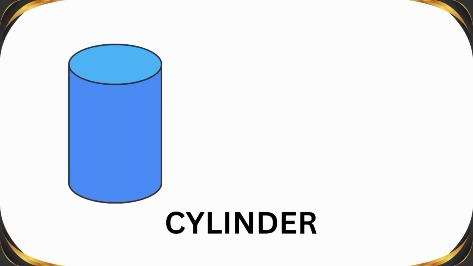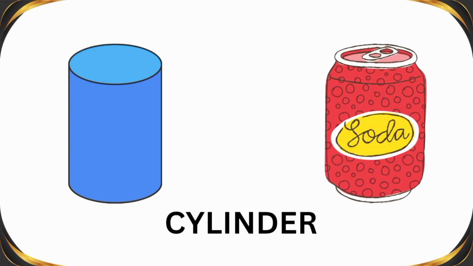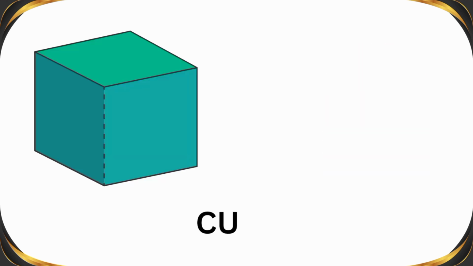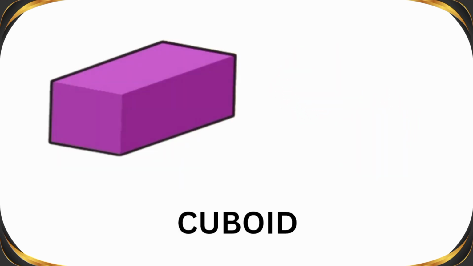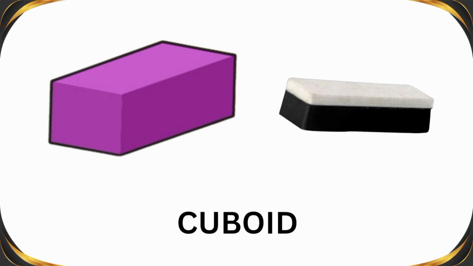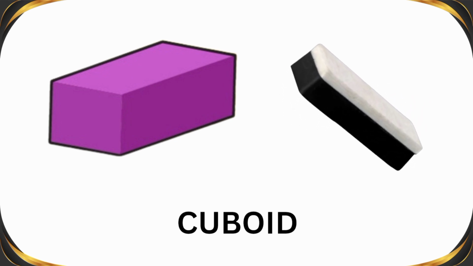Cylinder. Example of cylinder in real life is juice can. Cube. Example of cube in real life is dice. Cuboid. Example of cuboid in real life is blackboard duster.